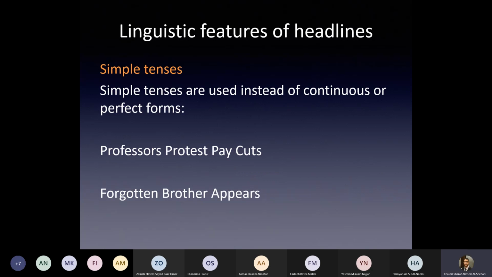And they tend to use simple tenses in headlines. I'm talking about the headlines now in English. They use simple tenses. They don't use continuous or perfect forms, like the examples you see on the screen now. Those are headlines. Where's the verb in the first one? Can anyone tell me the verb in the first headline?